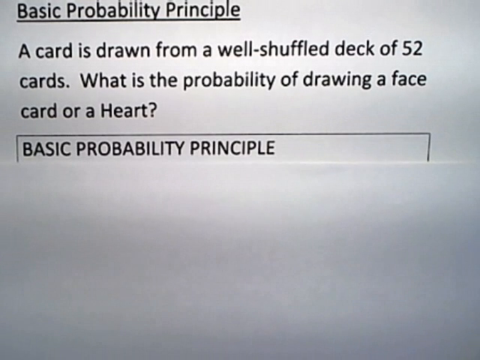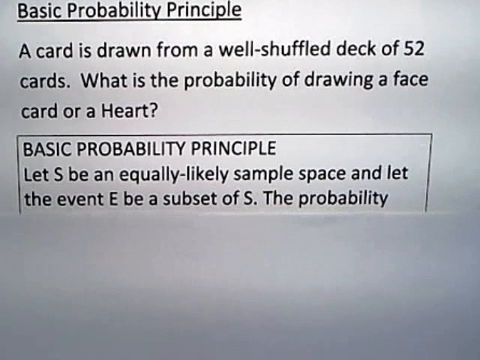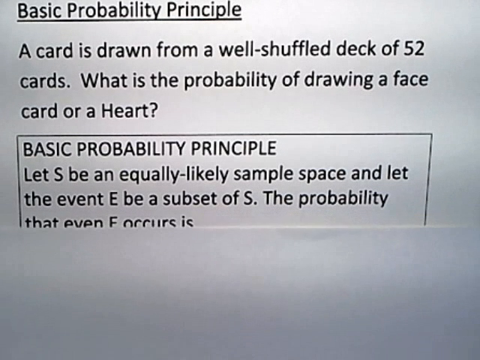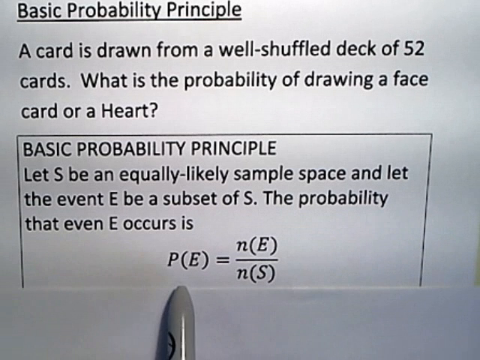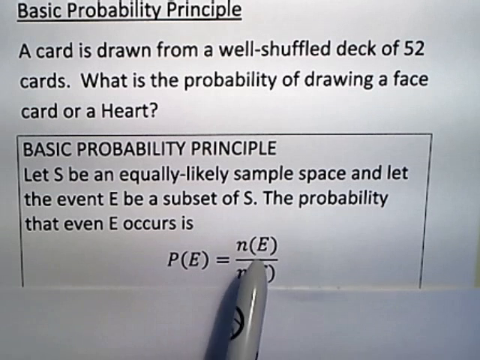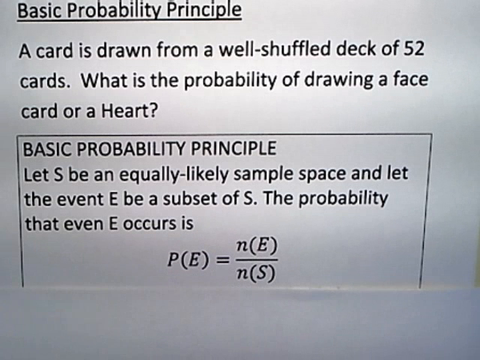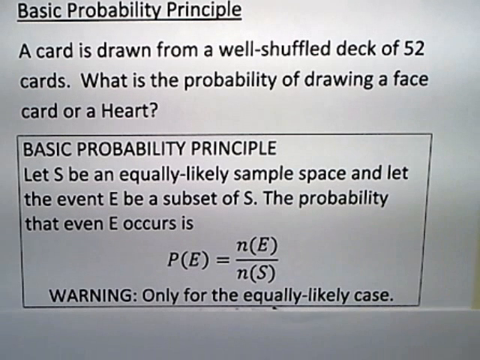Now, the basic probability principle says, let S be an equally likely sample space and let the event E be a subset of S. The probability that the event E occurs is given by this probability statement. The probability the event occurs is the number of ways the event can occur divided by the number of elements in the sample space. And be careful, as said before, this only works for equally likely sample space problems.